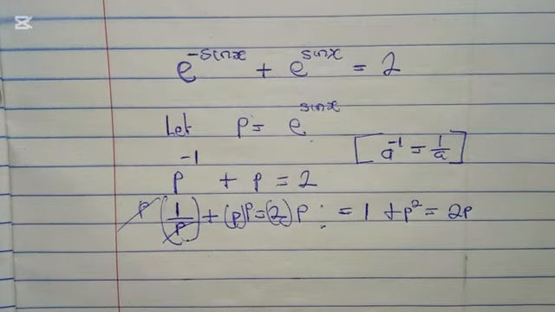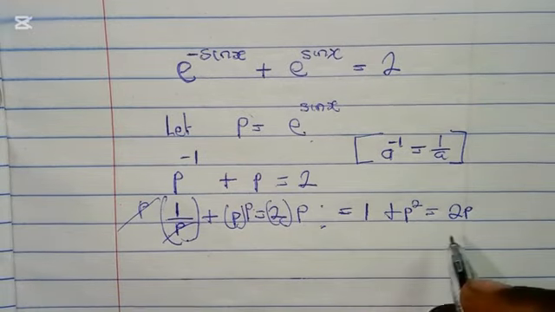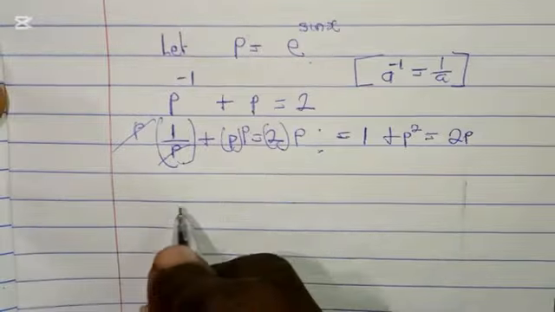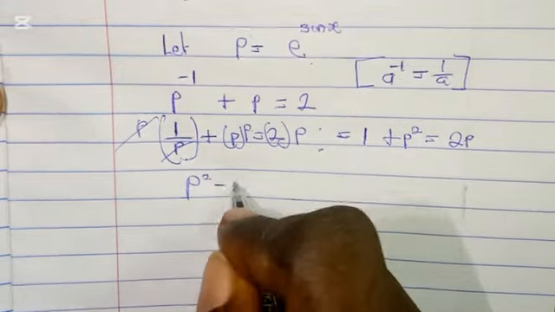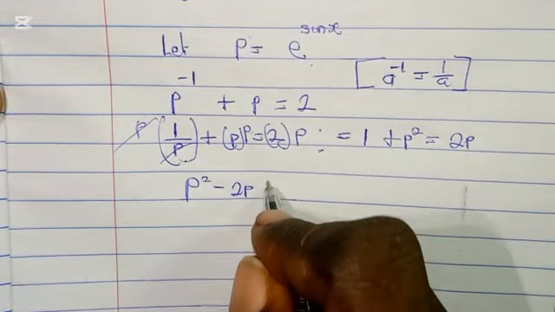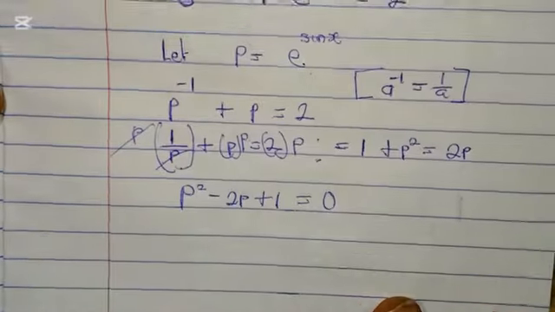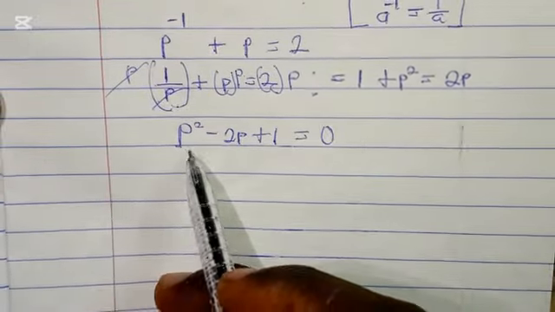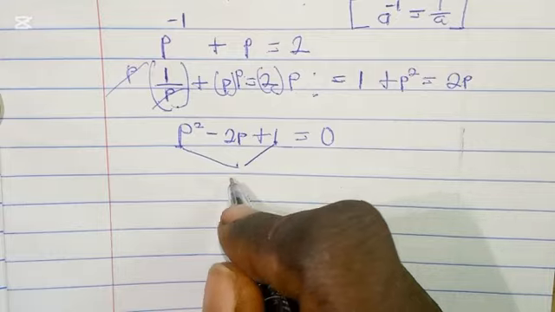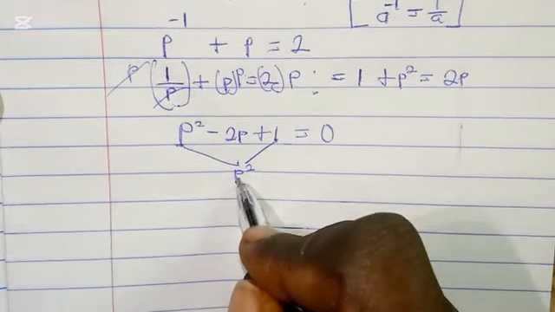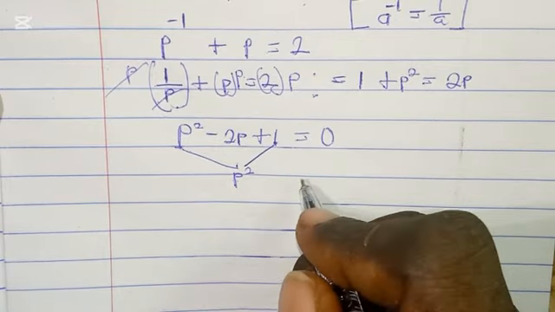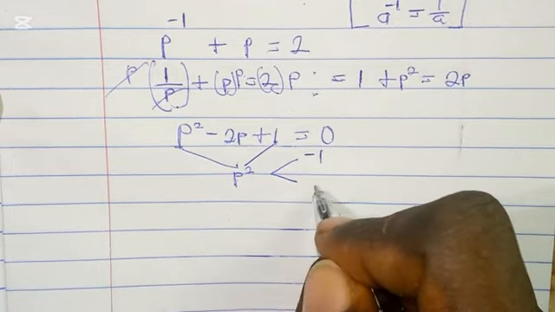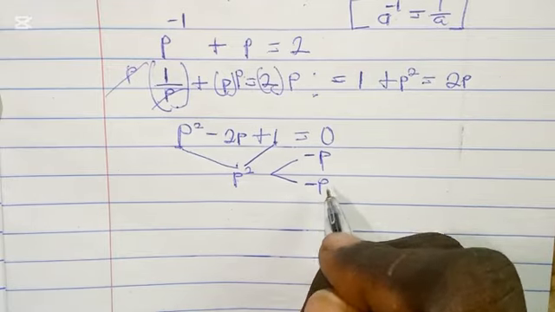You can see that this has changed to a quadratic equation. Therefore, let's put it in its general form, which is p squared minus 2p plus 1 is equal to 0. Now bring out the two factors: when you multiply them, they give p squared, and when you add them together, they give minus 2p. The two factors are minus p and minus p.